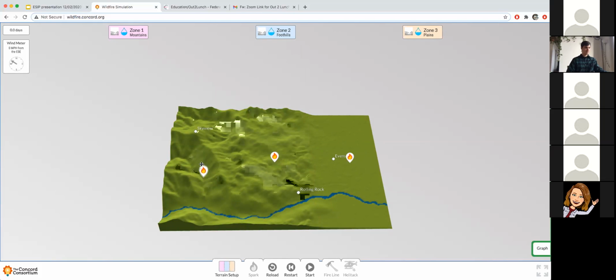So just real quickly in your head, try to think over which terrain the fire is going to spread the fastest, and then watch how it goes. So I just click start.